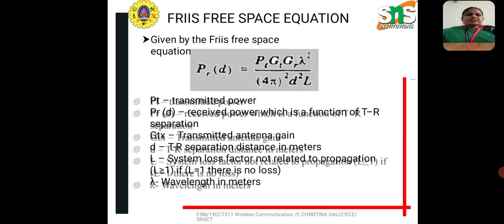So what is the equation here? We are using the free space equation, Pr(d). We know that Pt is the transmitted power, and Pr(d) is the received power with respect to the distance: Pr(d) = Pt Gt Gr lambda squared divided by (4 pi) squared d squared L. Gt and Gr are the gains of the transmitting and receiving antennas, lambda is the wavelength, d is the distance, and L is the system loss factor.